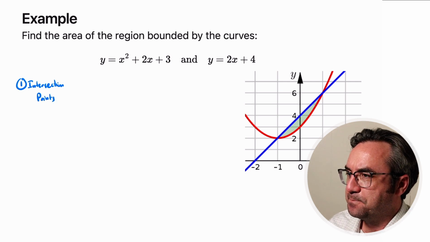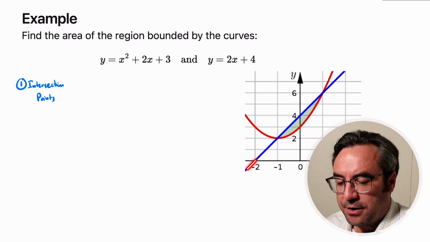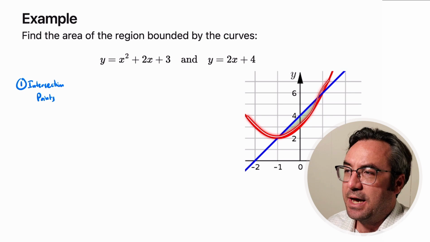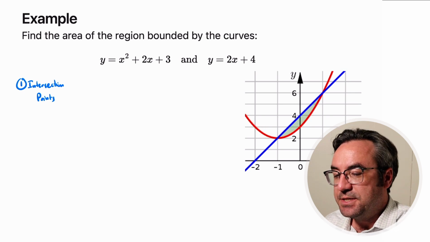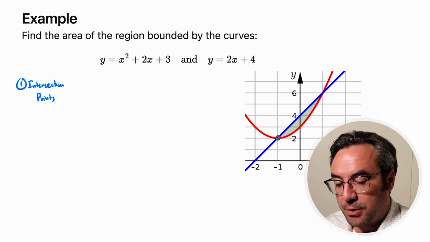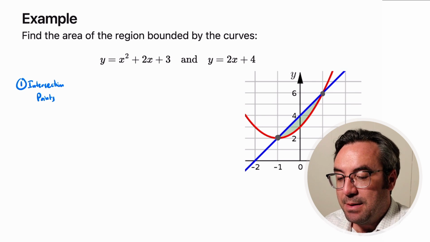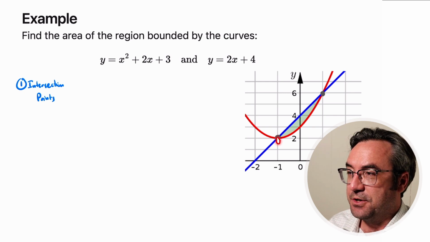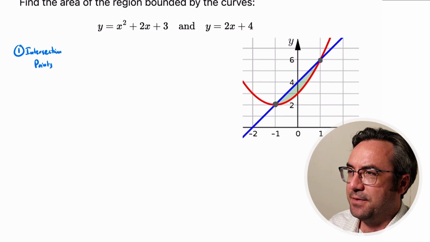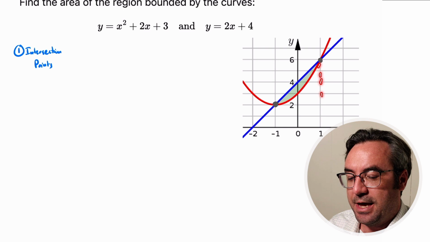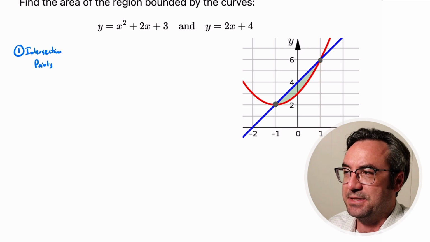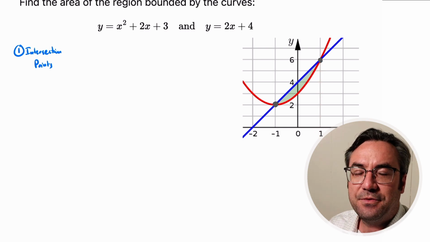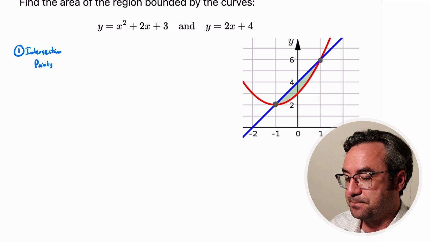Let's remember, we can see we've got our two functions plotted here. One of them's a line, one of them's a parabola. And we can see that there are two intersection points. Now you can probably guess just by looking at the graph that one of these intersection points happens when x is -1, and the other looks like it's going to happen when x is equal to +1. But how do we find these algebraically?